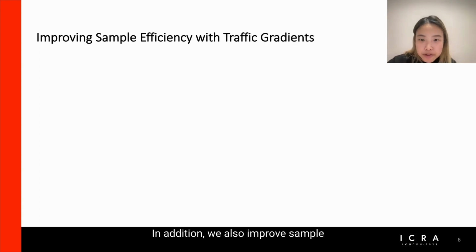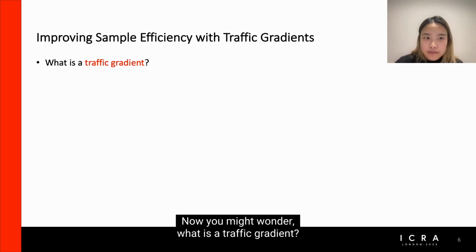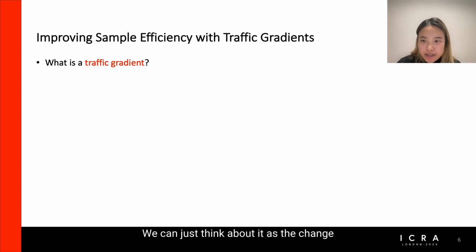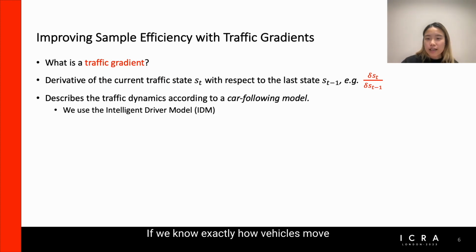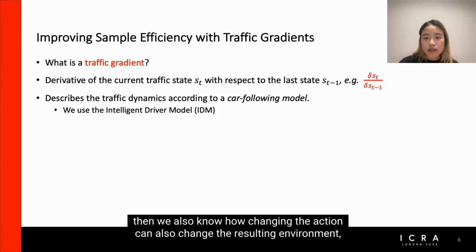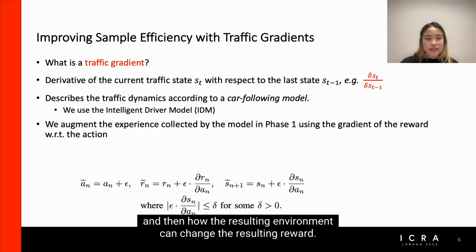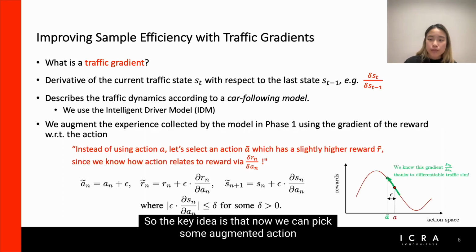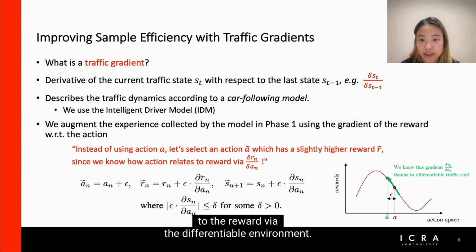So in addition, we also improve sample efficiency in phase 1 with traffic gradients. Now you might wonder, what is a traffic gradient? So we can just think about it as the change from one state to the next in a traffic simulation. If we know exactly how vehicles move in the current time step with respect to the last state, then we also know how changing the action can also change the resulting environment, and then how the resulting environment can change the resulting reward. So the key idea is that now we can pick some augmented action which has a slightly higher reward since we know exactly how action relates to the reward via the differentiable environment.